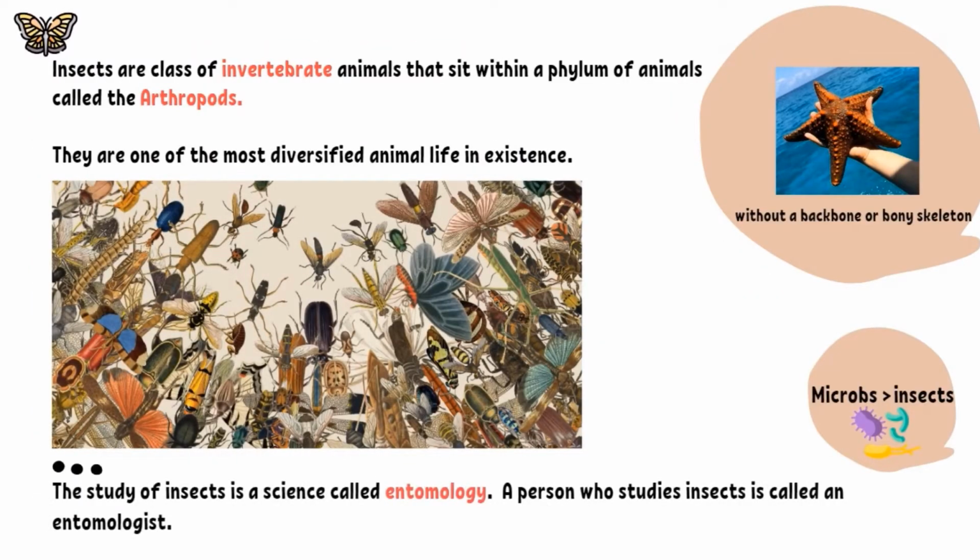So to describe briefly, insects are invertebrate animals, and they are part of the phylum of arthropods. There are many different types of insects that makes them very diverse animals and very numerous, but they are not more than microbes, because microbes are much more found on the earth. And so the person who studies this science is called an entomologist.